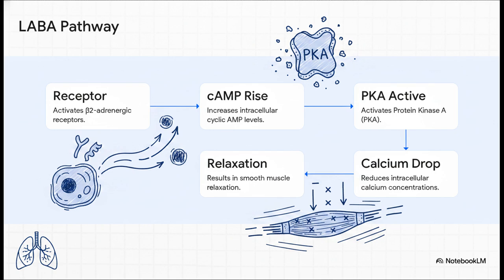It starts with the drug activating the beta-2 adrenergic receptor right there on the airway smooth muscle cell. That activation triggers a spike in intracellular cyclic AMP, or cAMP. That cAMP then goes and activates protein kinase A, or PKA. PKA then gets to work reducing intracellular calcium concentrations, and as we know, calcium is absolutely required for muscle contraction. So a drop in calcium directly results in smooth muscle relaxation and bronchodilation. You've got to lock those 5 steps in.